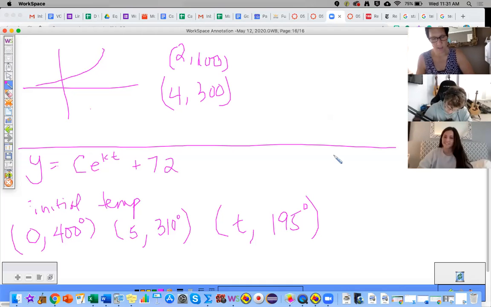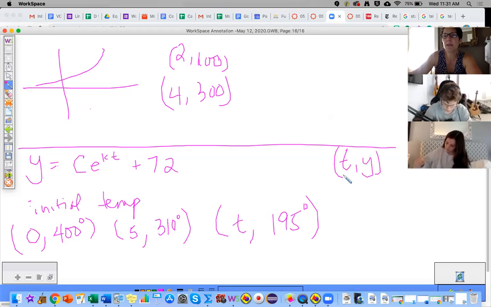It's gross. Okay. So Sarah, the first thing that you always want to go with, if I give you an initial temperature, you always want to plug that in, because this ordered pair is t comma y, right? Our ordered pairs are in the form of t comma y. You with me on that? So we're going to plug in 0 for t and 400 for y so we can find out what C is equal to.